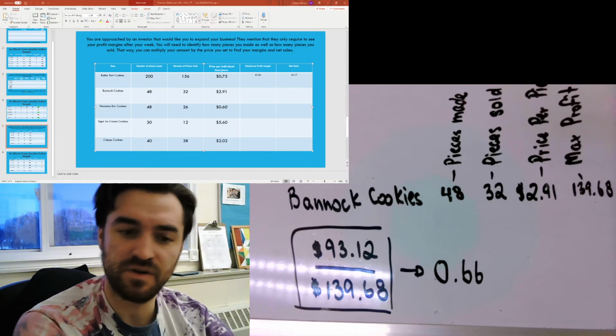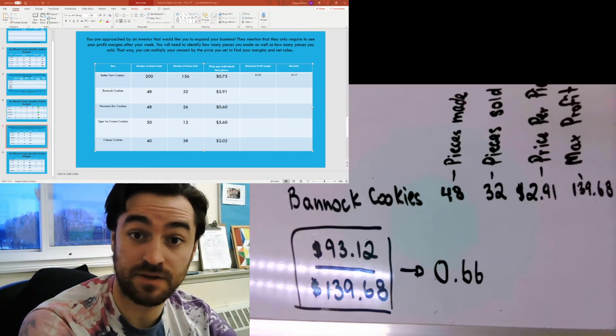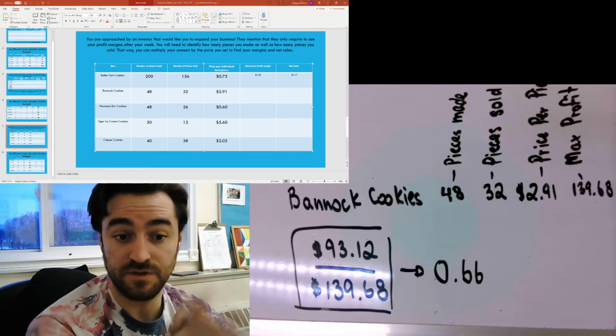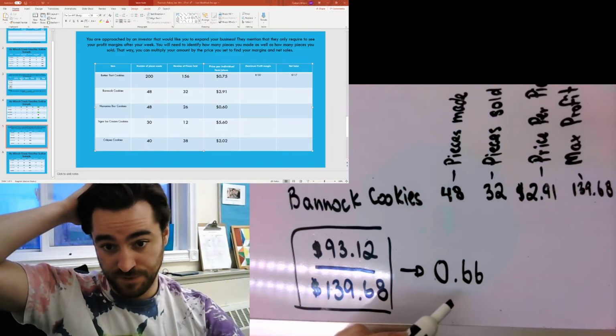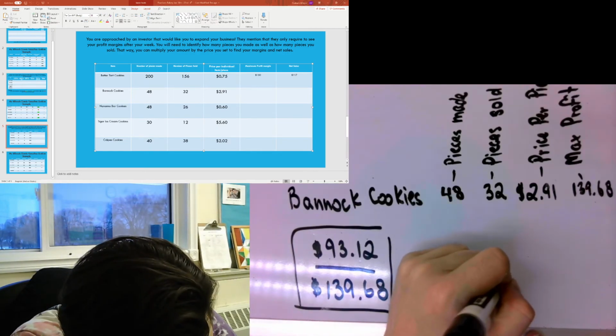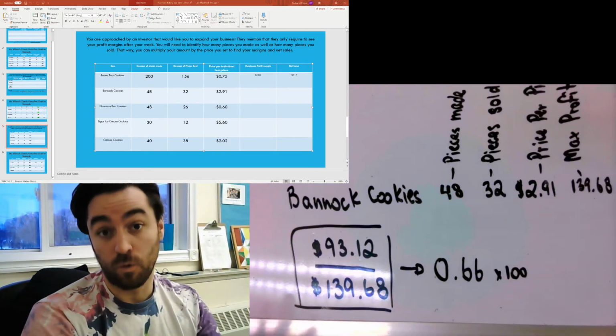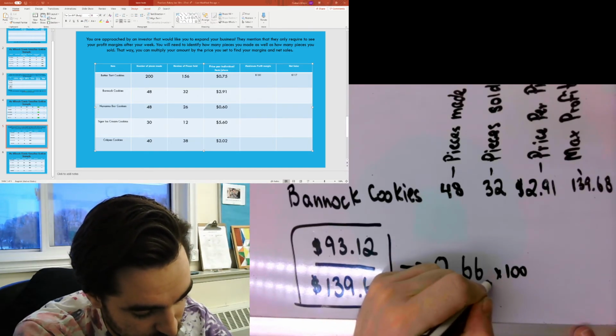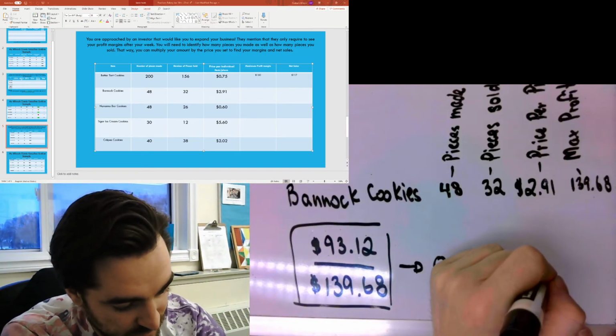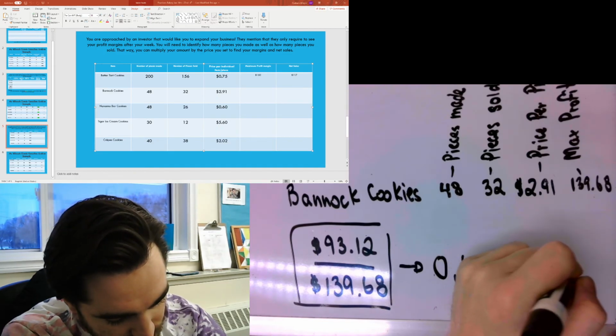Okay, so now I have my decimal number. Last step, in order to get to my percentage, one of two things. I can either multiply my decimal number by 100%, or I could just move my decimal place value over 2 spots for a final answer of 66%.